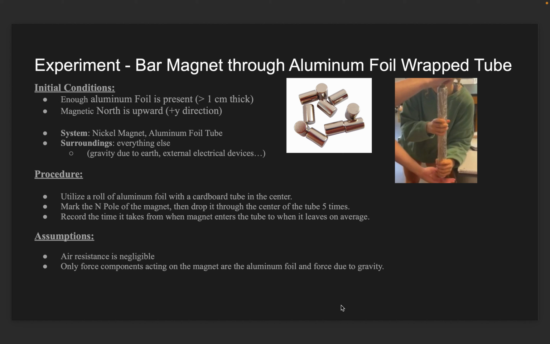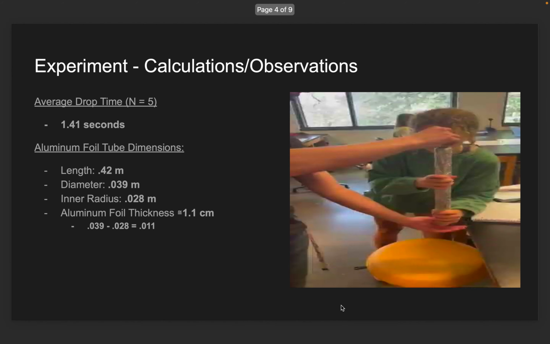The procedure involved utilizing a roll of aluminum foil with a cardboard tube in the center, marking the north pole of the magnet, and then dropping it through the center of the tube 5 times. Then you're going to want to record the time it takes from when the magnet enters the tube to when it leaves, on average. Some of the assumptions are that the air resistance is going to be negligible, and the only force components acting on the magnet are the aluminum foil and force due to gravity.